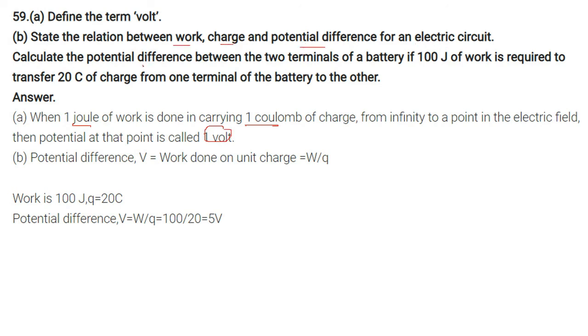Calculate the potential difference between two terminals of a battery if 100 joule of work is required to transfer 20 coulomb of charge from one terminal of a battery to another. So potential difference V is the work done on a unit charge. So V is nothing but W by Q. Work in this case is 100 joule and Q is given as 20 coulomb. We'll use this formula, V equal to W by Q, 100 by 20, which is 5 volt. The potential difference will be 5 volt.